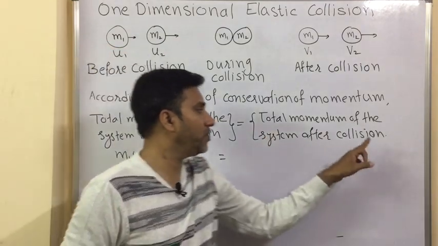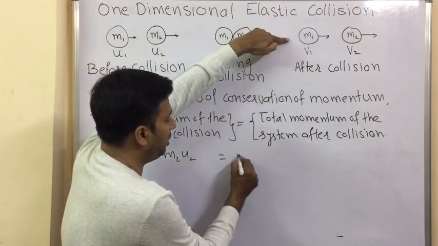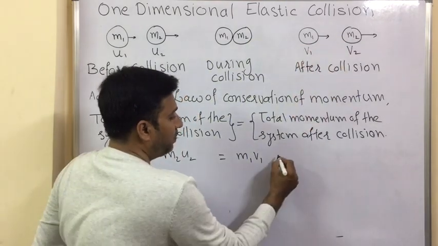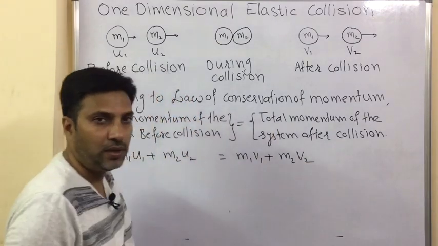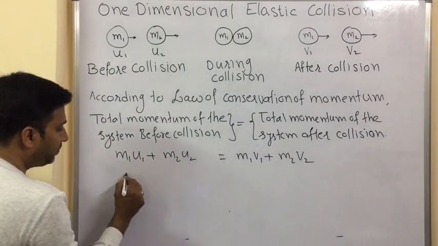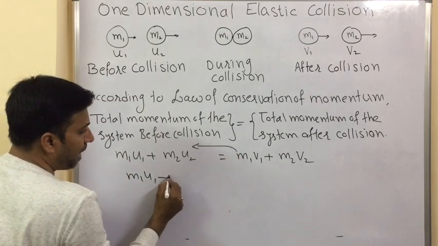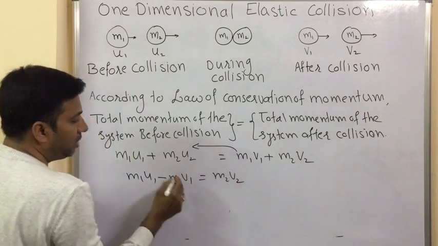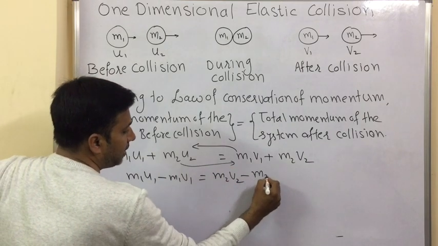Now total momentum of the system after collision. Momentum is mass into velocity. So for the first sphere the mass is m1 and the velocity is v1. For the second sphere mass is m2, velocity is v2, so m2 v2. But here we are telling total, so we have to add. Now we have to bring m1 terms to one side, m2 terms to the other side. So here m1 u1, bring m1 v1 towards left, so it will become minus m1 v1, equal to m2 v2 as it is, and m2 u2 we have to write on the other side, that means minus m2 u2.